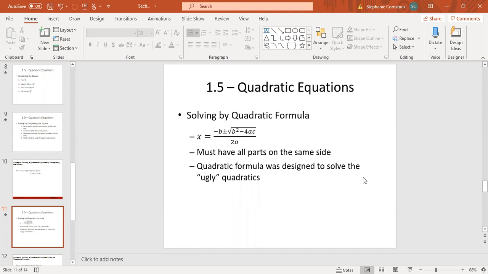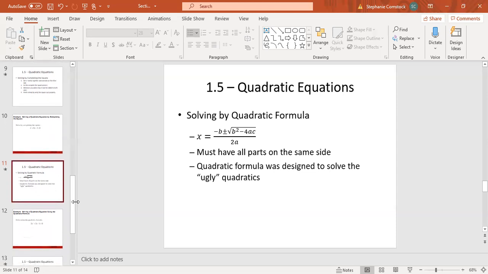So the quadratic formula is negative b plus or minus the square root of b squared minus 4ac all over 2a. Now, I do expect you to learn this formula. I do expect you to have this one memorized. Now, you do have to have all of your parts on the same side. So you need to have your x squared, your x, and your plain number on the other side. It basically needs to be set equal to 0. And then this whole thing was designed to solve the ugly ones. However, through the process of making this, they were actually able to use it to solve any quadratic. So any of the previous ones that we've looked at could also have been done with the quadratic formula.